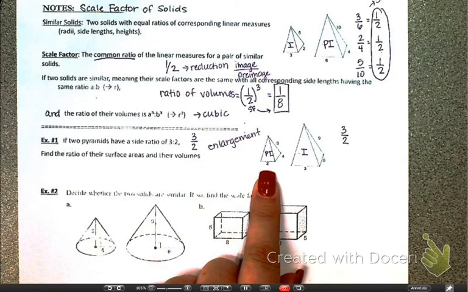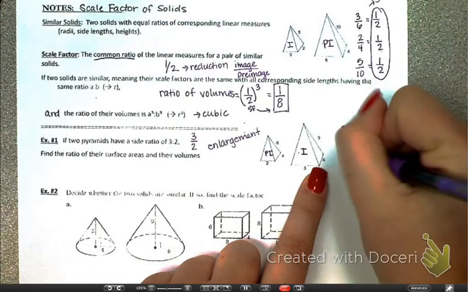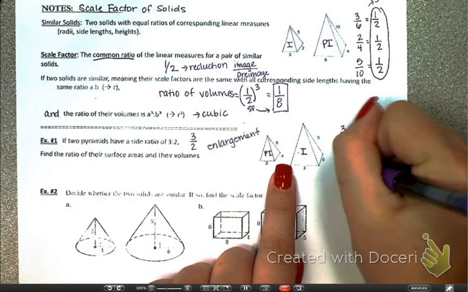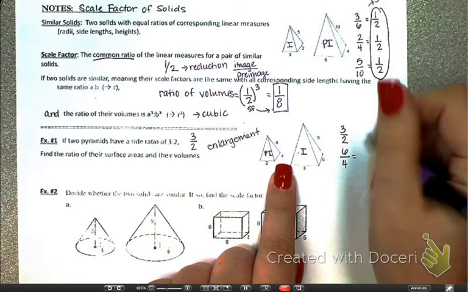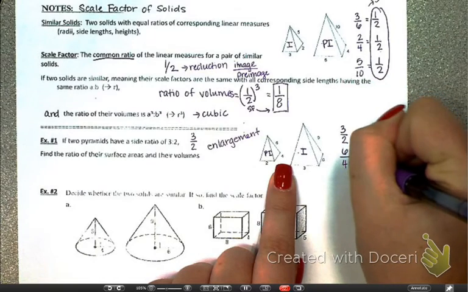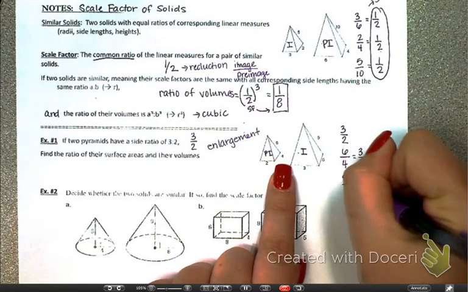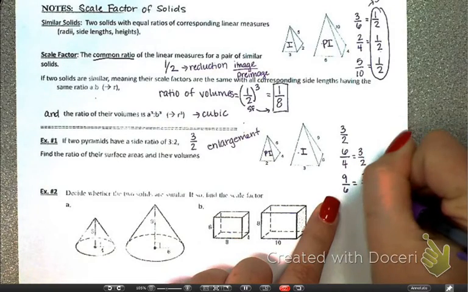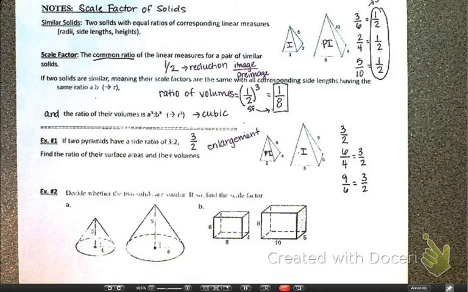Do you see that? Image, which is 6, over pre-image, which would be 4, and 6 over 4 reduces to 3 over 2. And then image, which is 9, over 6 reduces to 3 over 2. So I'm getting the same scale factor. I've just showed you how we got that. Okay? Everyone okay with that so far?